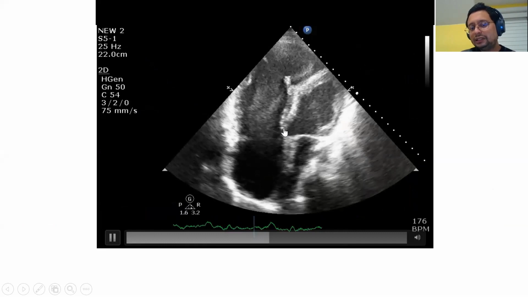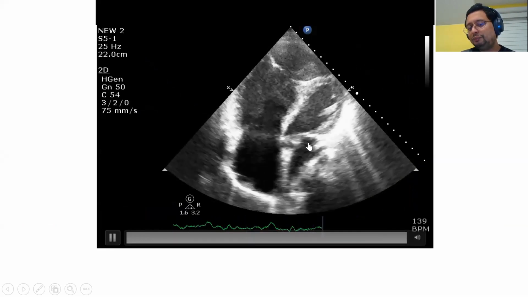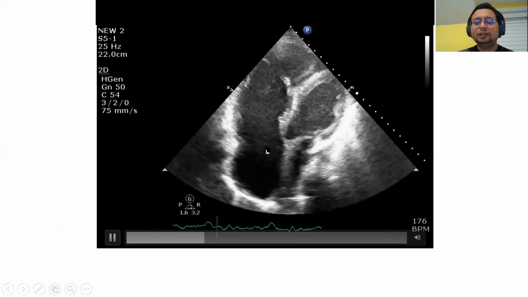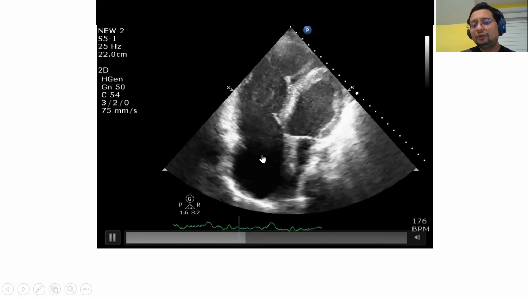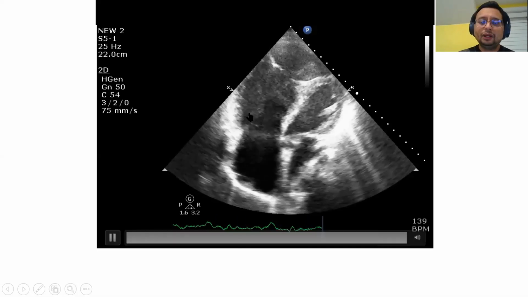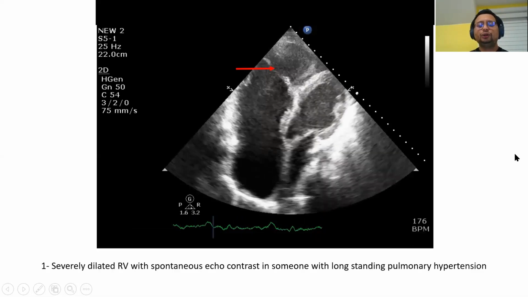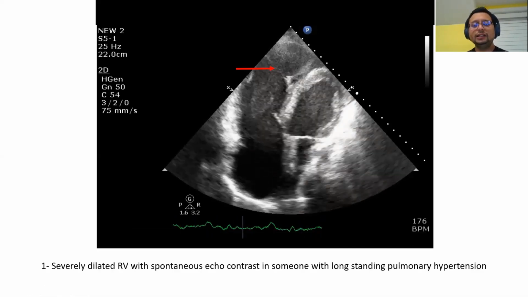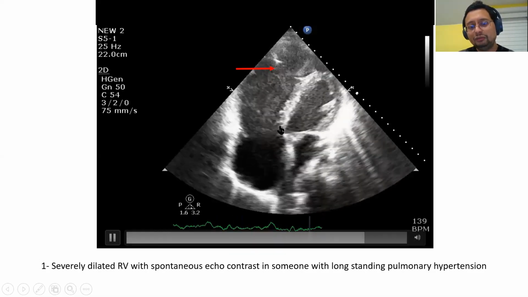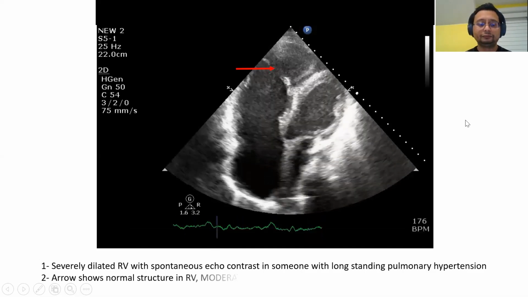What else? You see the septal leaflet of the tricuspid valve is actually attached more apically, more apical compared to here. So I know this is tricuspid valve. So I know this is right ventricle. So this patient, right ventricle is very dilated. What do you think about the function? Okay, you can see that the function is abnormal without measuring it. You can see the smoke here. The smoke here is a spontaneous echo contrast. All right. So you have a severely dilated RV with spontaneous echo contrast in someone with pulmonary hypertension. This is most likely a septal leaflet of the tricuspid valve. This is most likely the anterior leaflet of tricuspid valve that is flailing. Right?